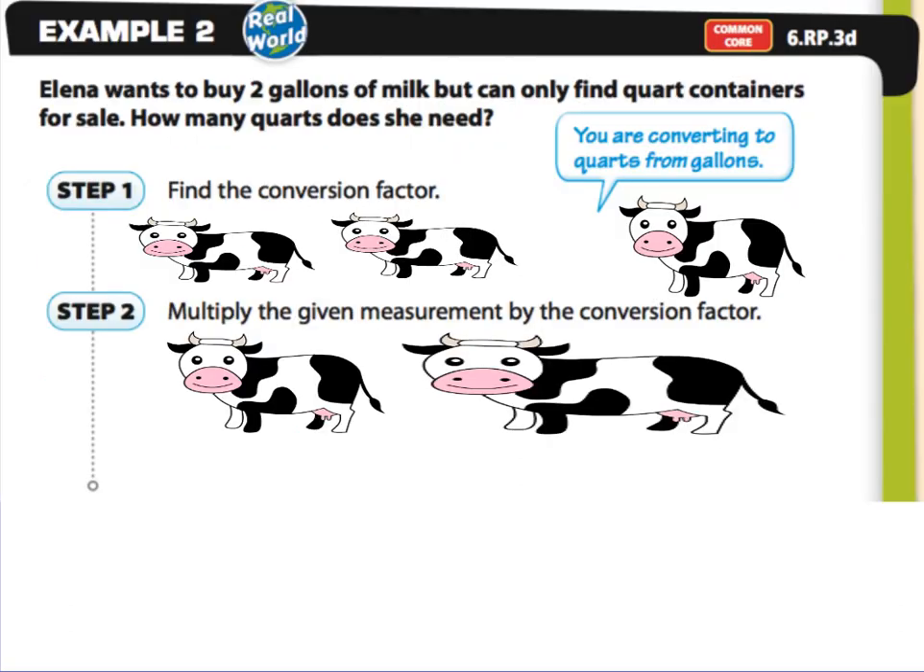All right, so now we're actually going to use our conversion factor as a multiplication problem. So we're not going to set it up as a proportion. We're going to set it up as a straight up multiplication problem. So we're going to set it up more so as a fraction instead of using it as a ratio.